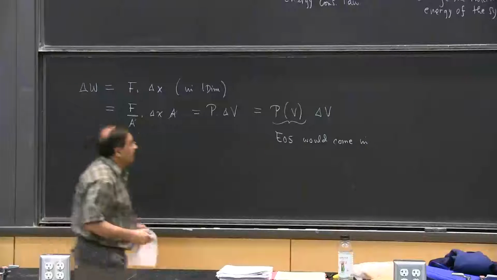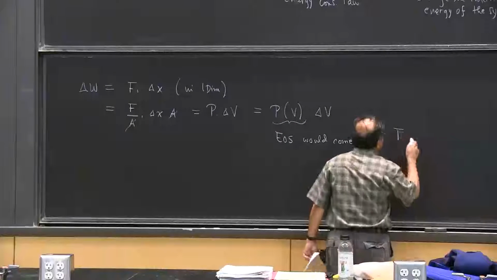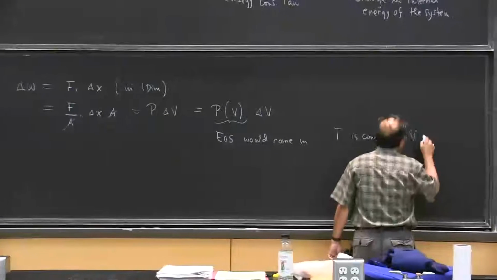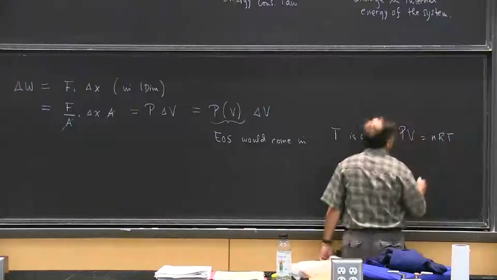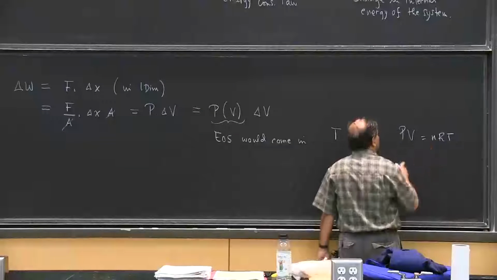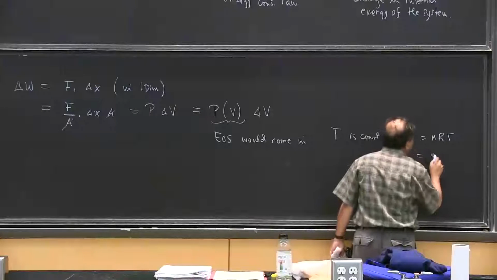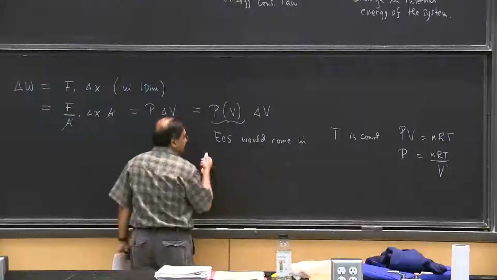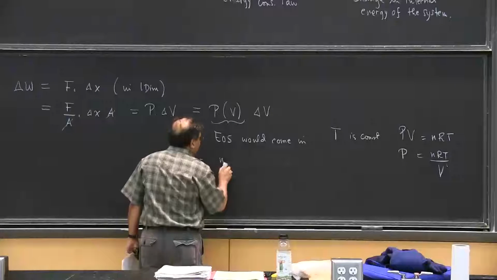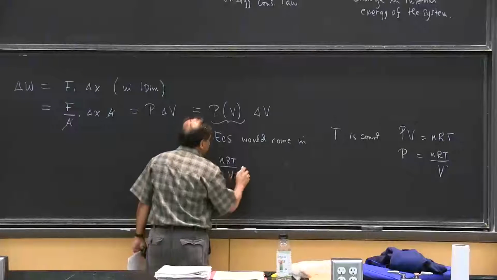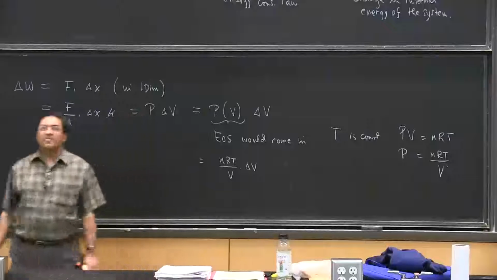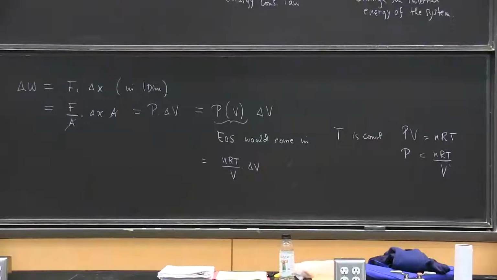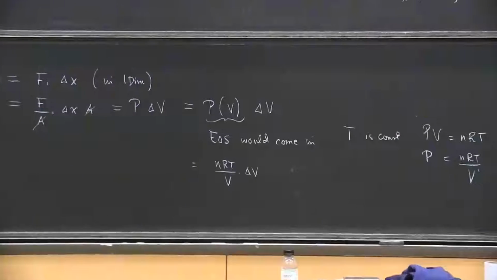And this would then happen in a process where temperature is constant. So I know, for example, that PV equals nRT. If I hold T constant, this is a constant, that's a constant, that's a constant, then I know that P is equal to nRT over V. So then I should be able to write this as, in that case, nRT over V times delta V. There you go. Now you need calculus. And if you integrate that, you get a logarithmic function, right?